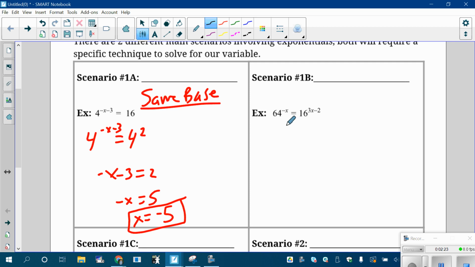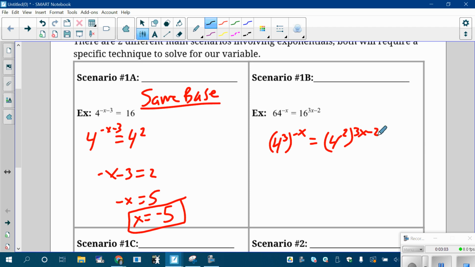Okay, this one, take a look here. A little bit trickier. But 16 and 64 aren't completely random numbers. It's not like 12 and 923, you know what I mean? They have something in common. What do they have in common? They're both powers of 4. So I can rewrite that 64 as 4 to the third, so I'd have 4 to the third to the negative x. And I can rewrite that 16 as 4 squared to the 3x minus 2.